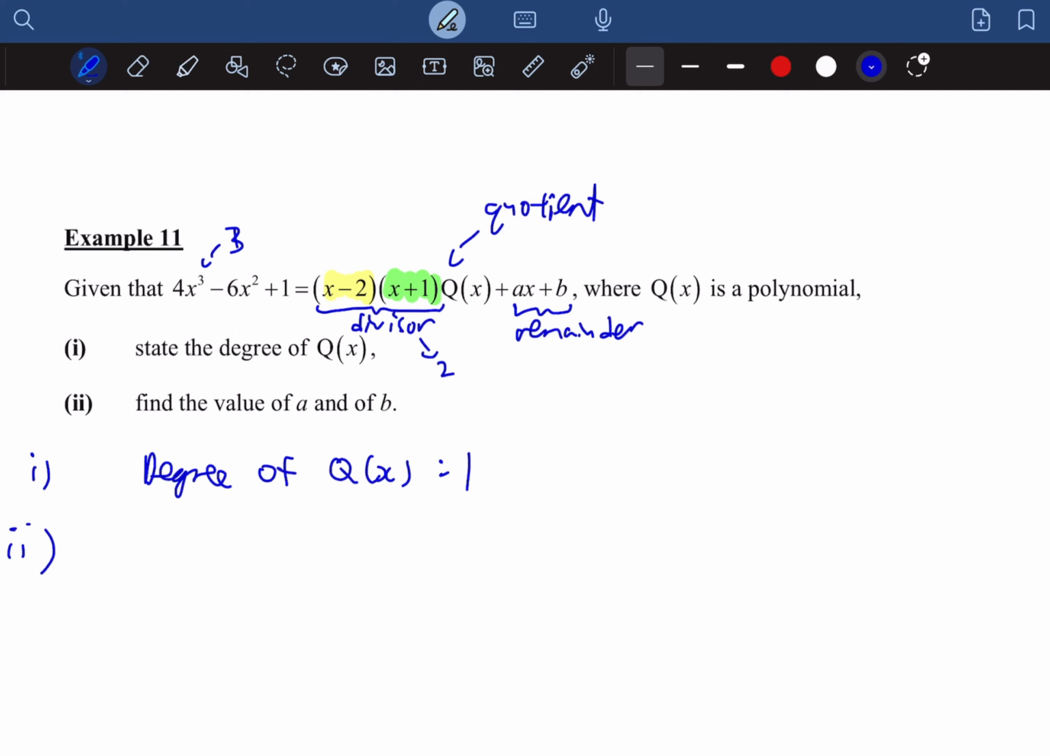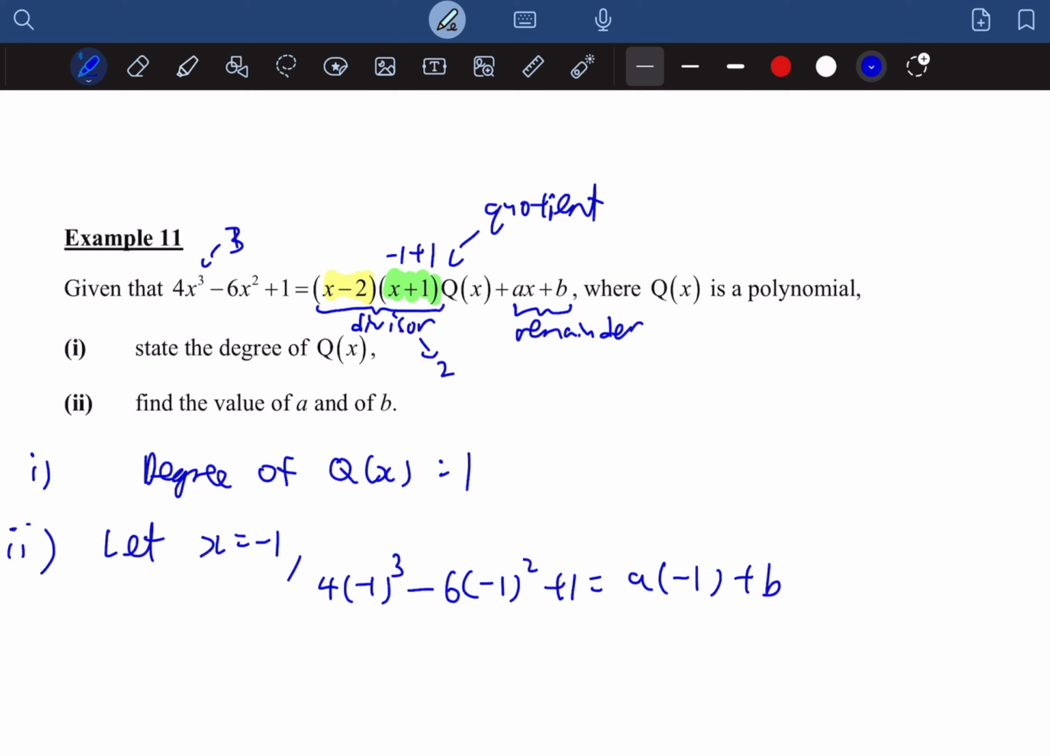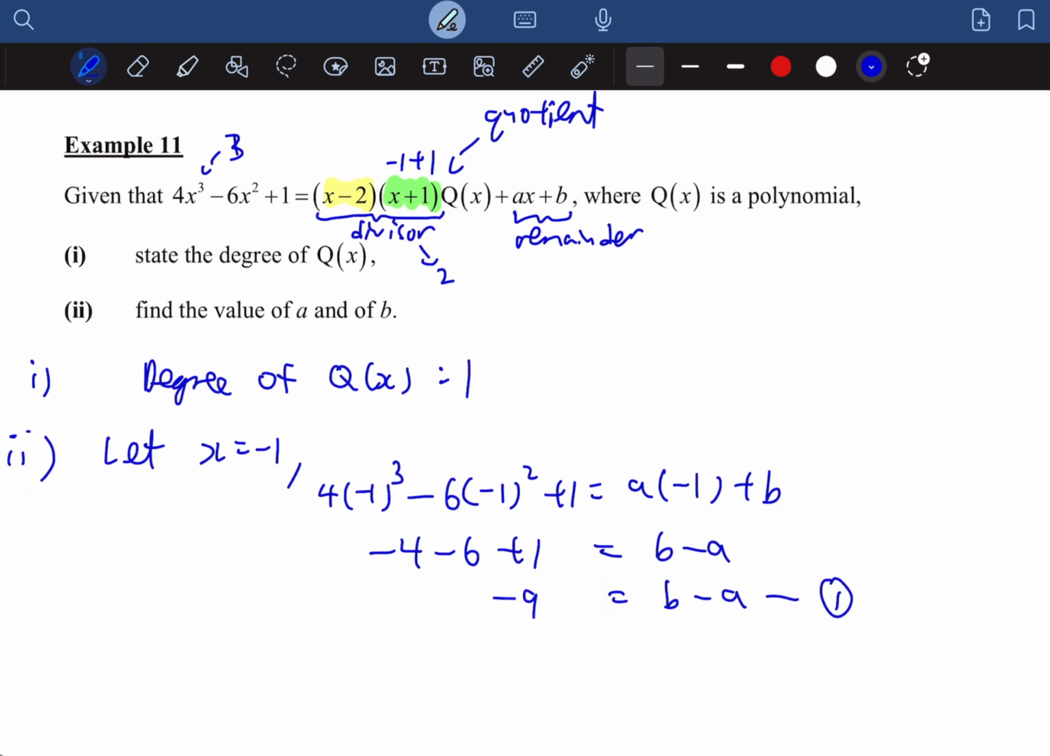So first, let x equal -1. With this, x plus 1 becomes 0, so my q is gone. So good: 4 times (-1) cubed minus 6 times (-1) squared plus 1 equals a times (-1) plus b. So I have -4 minus 6 plus 1 equals b minus a. -9 equals b minus a. This is my equation 1.